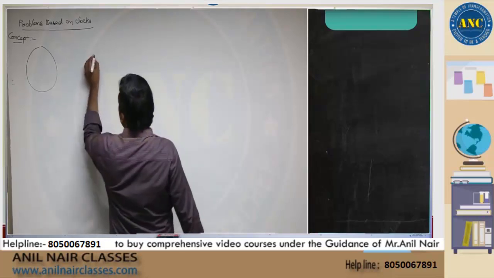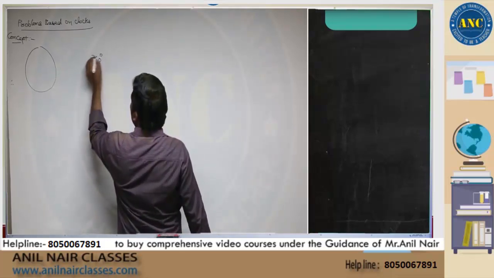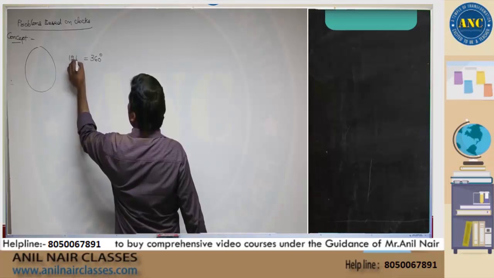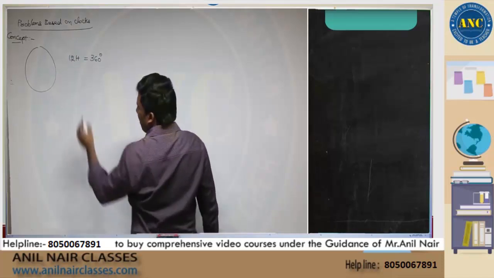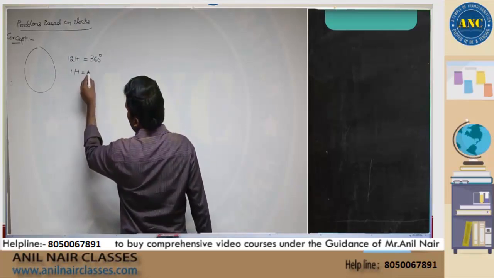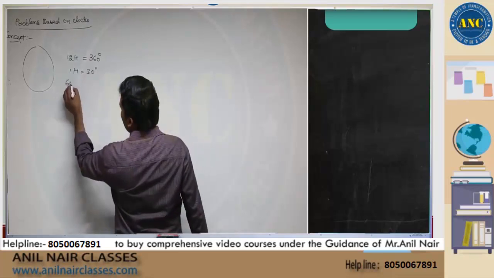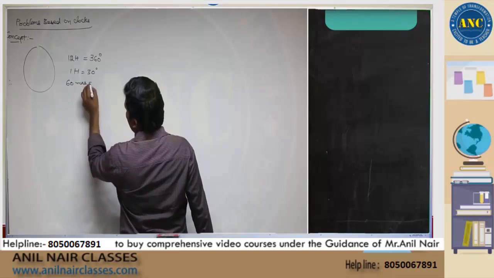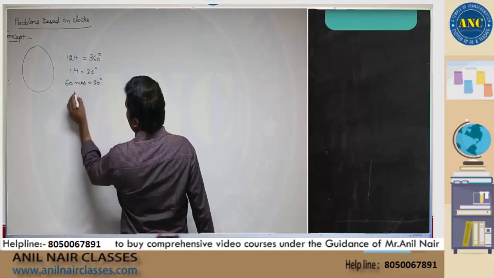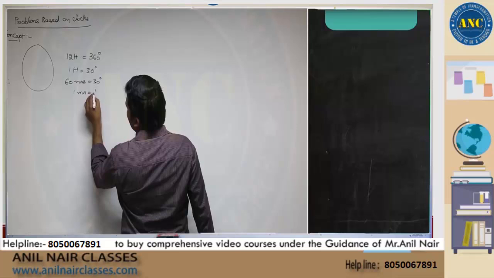Total angle in a circle is 360 degrees. Number of hours in a clock is 12 hours. So that means in 1 hour it will go 30 degrees. 1 hour means 60 minutes. In 60 minutes it will go 30 degrees. In 1 minute it will go how many degrees?